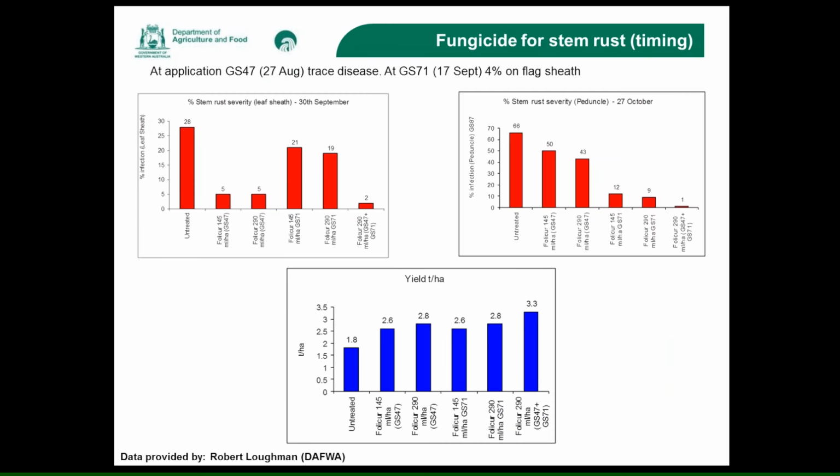Very briefly, I'm just going to touch on a couple of trials. I think this is really important because I've been having questions about when should I spray for stem rust. So I've got two trials here. One is a trial conducted by Rob Lockman on Westonia wheat, where stem rust was detected at booting, so prior to the head emerging, only at trace levels. Folicur, so tebuconazole, was applied at a low and a high rate, and then coming back 3 weeks later and applying at post-flowering, when rust had developed up on the flag sheath.